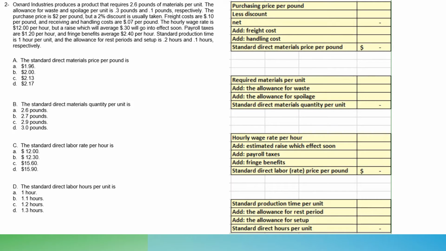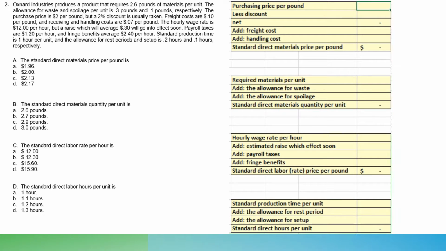Alright, we're given a situation where we have Oxnard Industries producing a product that requires a bunch of materials as indicated in the question here. We're given some freight costs, some purchase costs, hourly salaries, as well as standard production time. So we'll go through the four charts to determine the calculations. So let's just start with the first item.